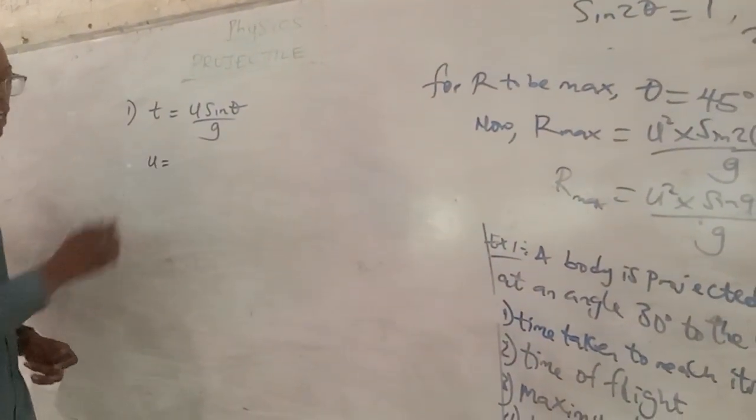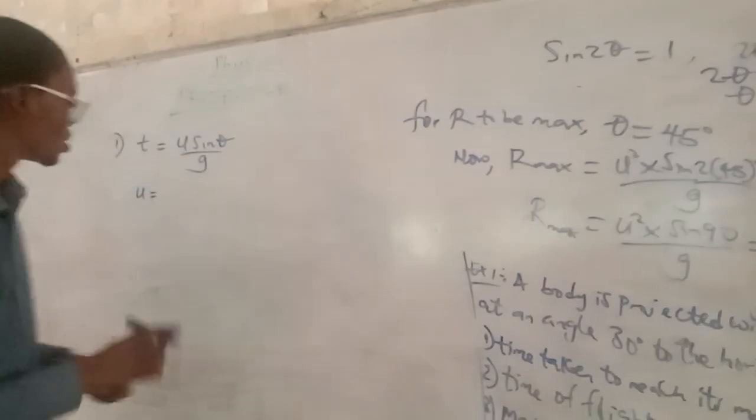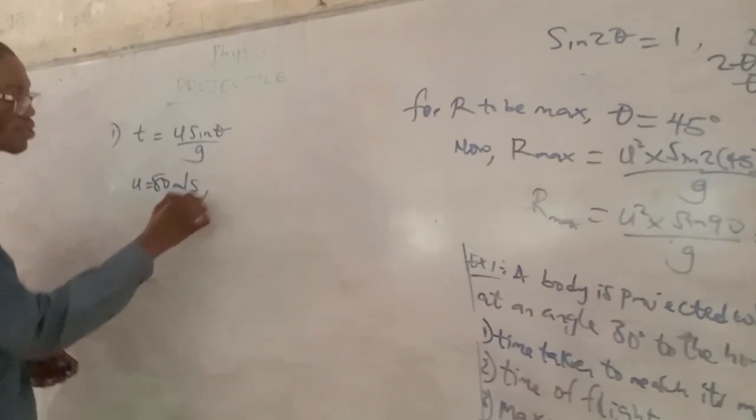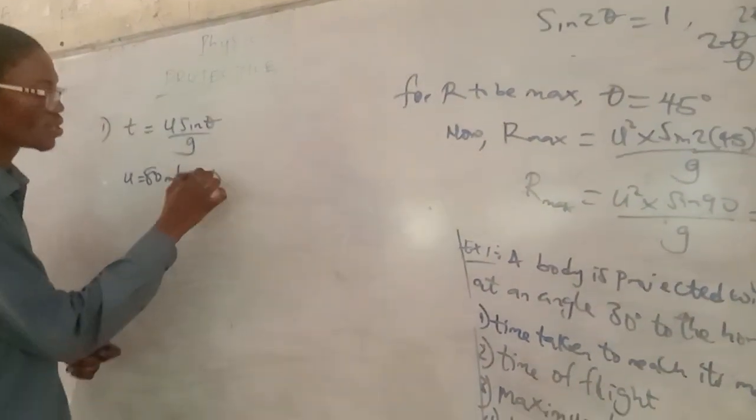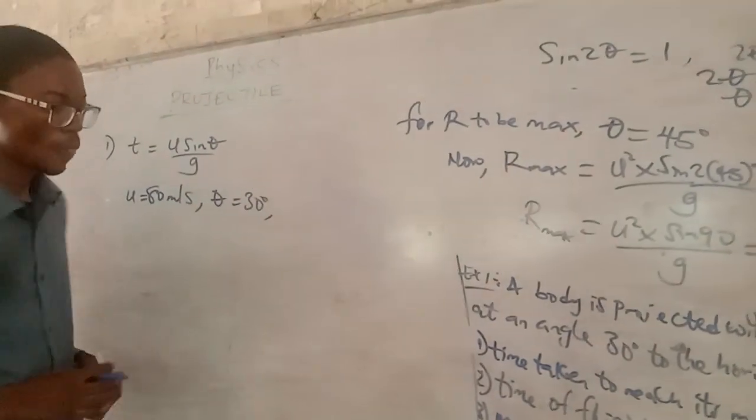Now let's solve our T. Let's write our parameters out. Our U is 80 meters per second. Our angle is 30 degrees.